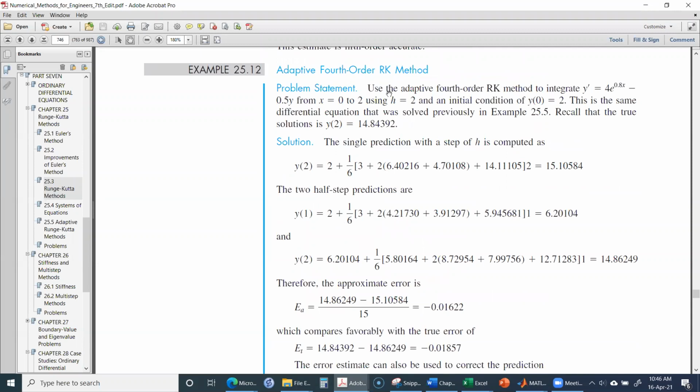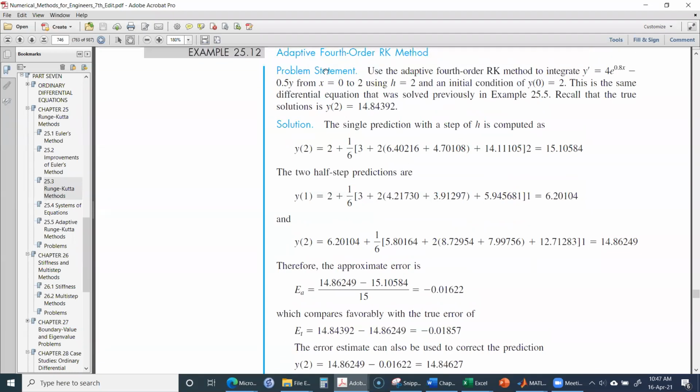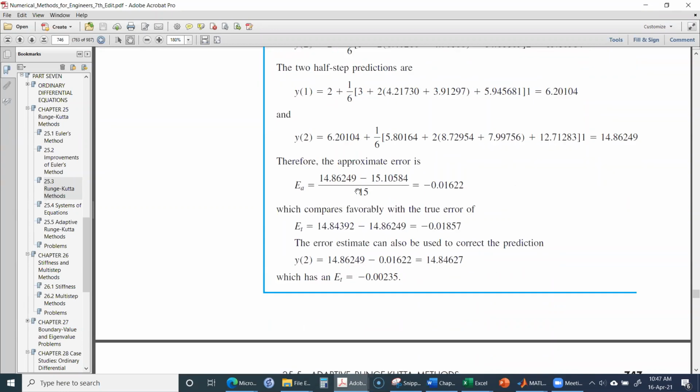So the main thing to remember in this method is that first we find the value of the function by the full step, and then we find the value of the function by two half steps. Then we take the difference between these two values and add that difference to the second value to find the refined estimate. So this is the application of the adaptive fourth order Runge-Kutta method.